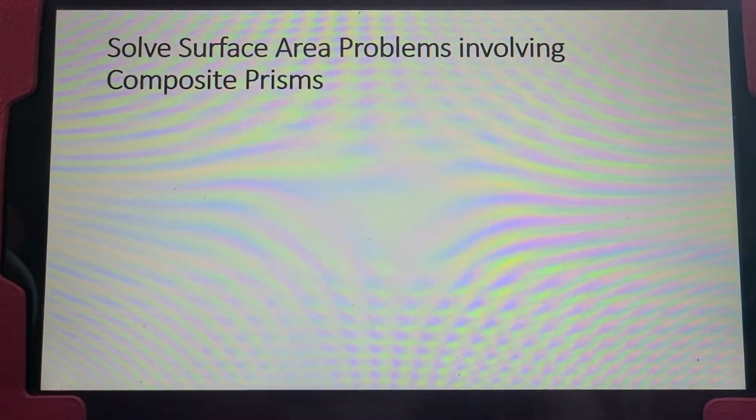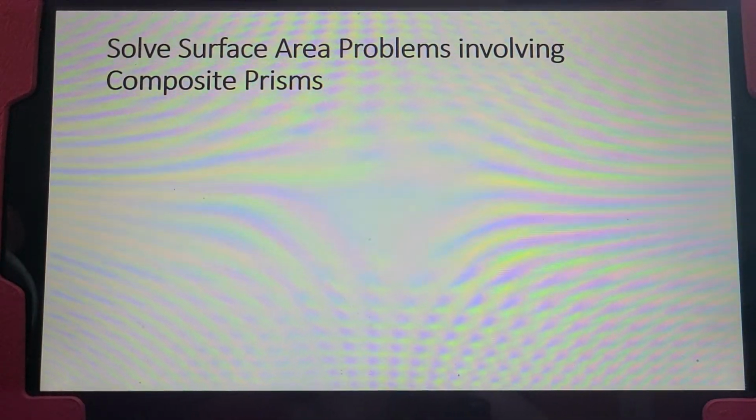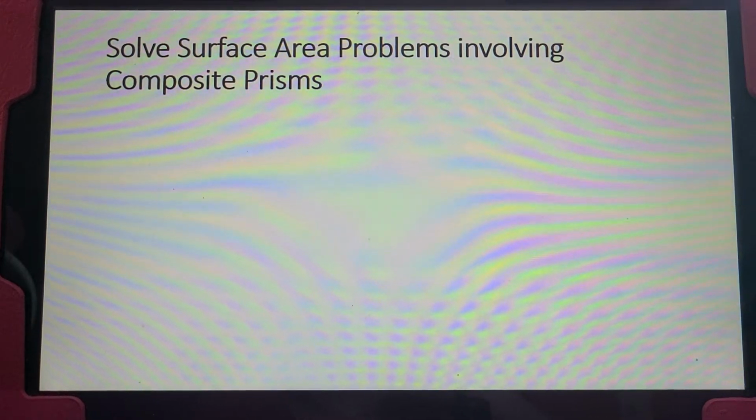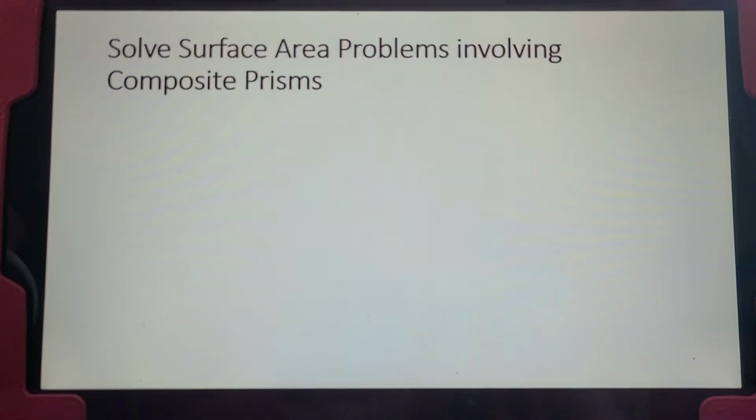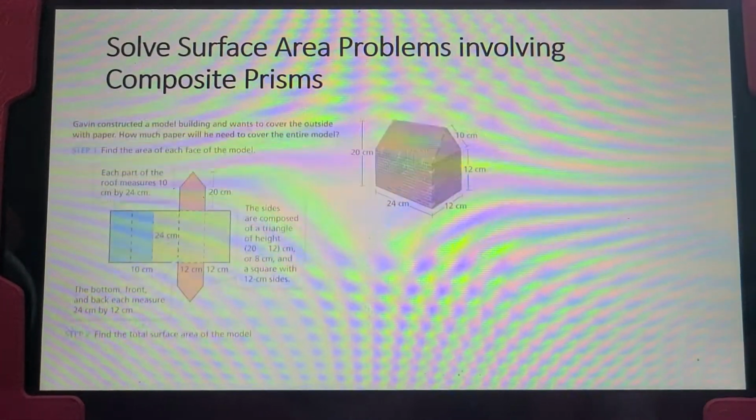Hello students, today we're going to be solving surface area problems involving composite prisms. Now remember, composite prisms are just three-dimensional shapes, and we just have to find the surface areas for each and then add them together at the end. So let's take a look at our problem.